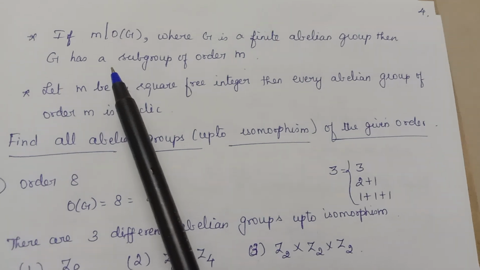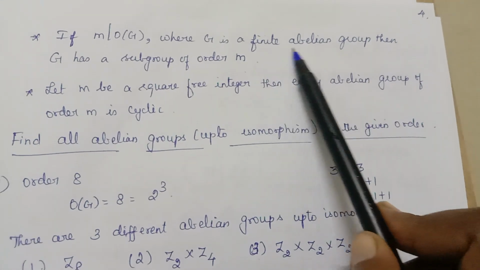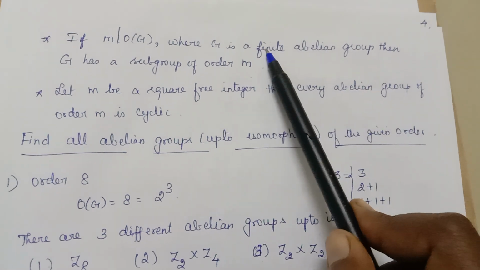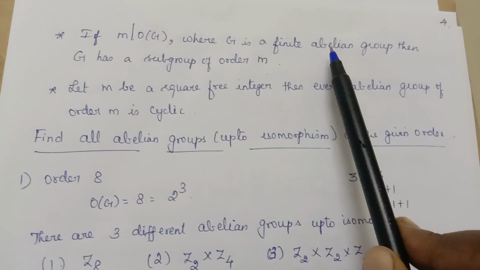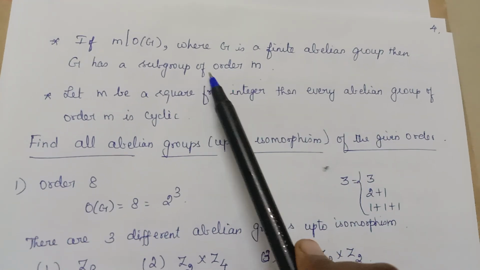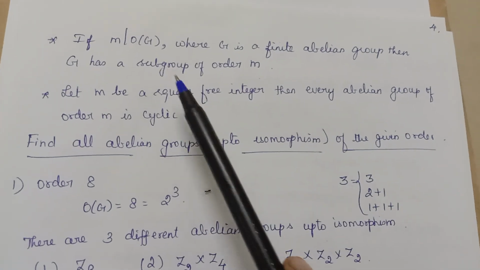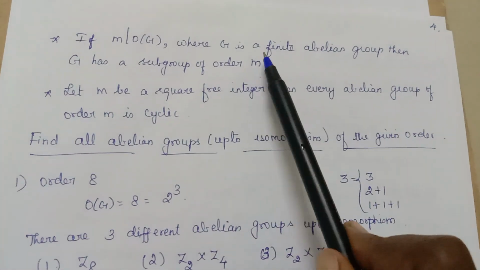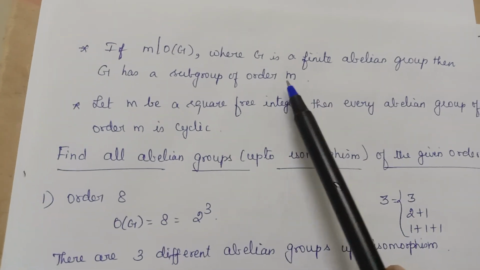So, when will the converse be true? The converse is true when the group is finite abelian. If the given group is finite abelian, then it will have a subgroup of every order which is a divisor of the order of G. Okay, so this is like the converse of Lagrange's theorem.